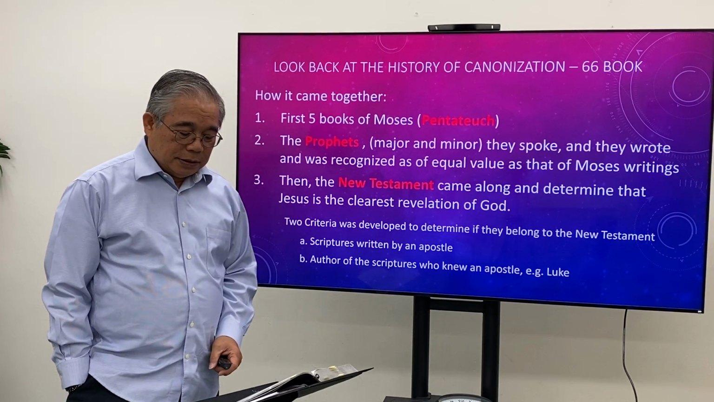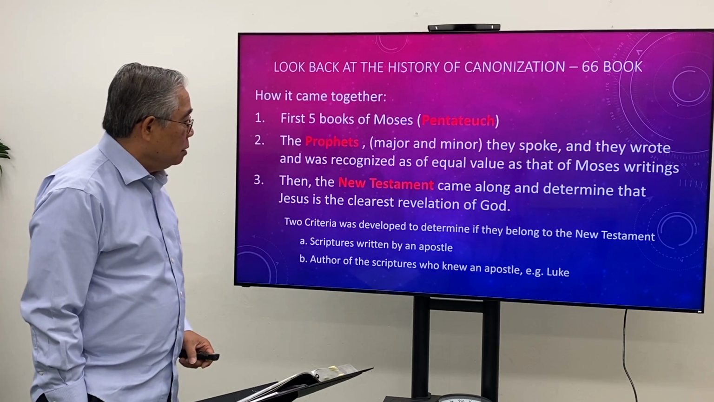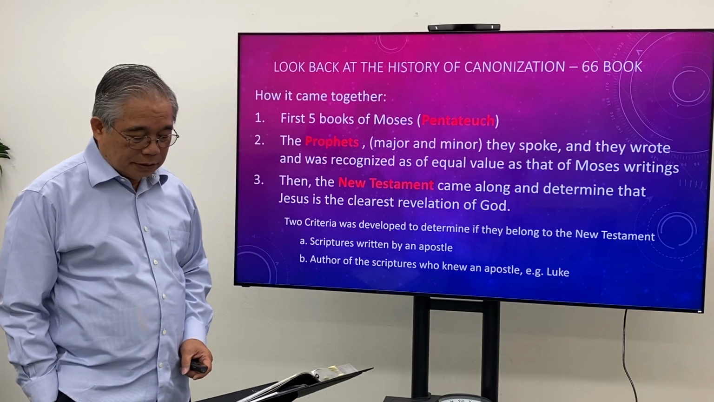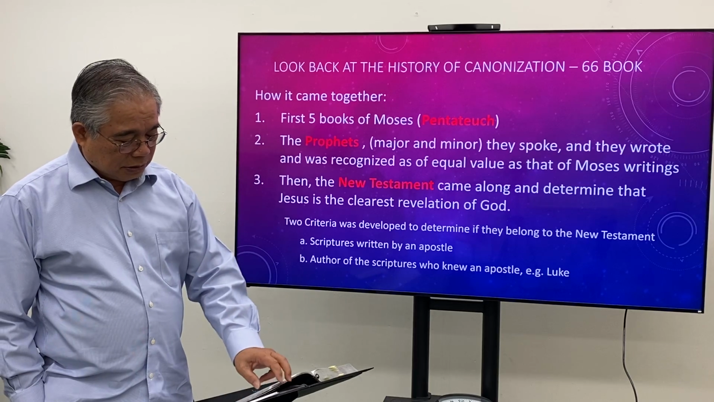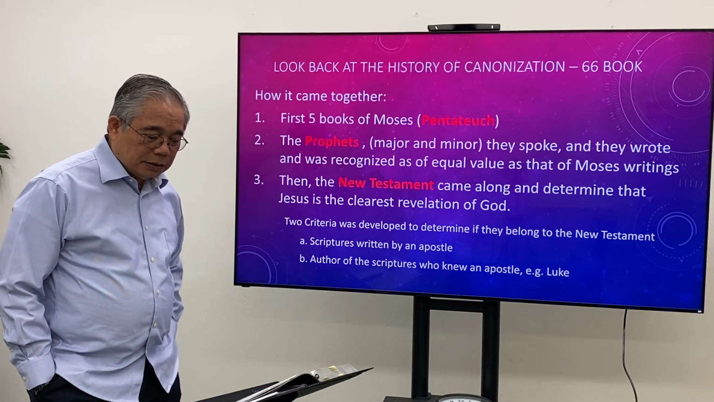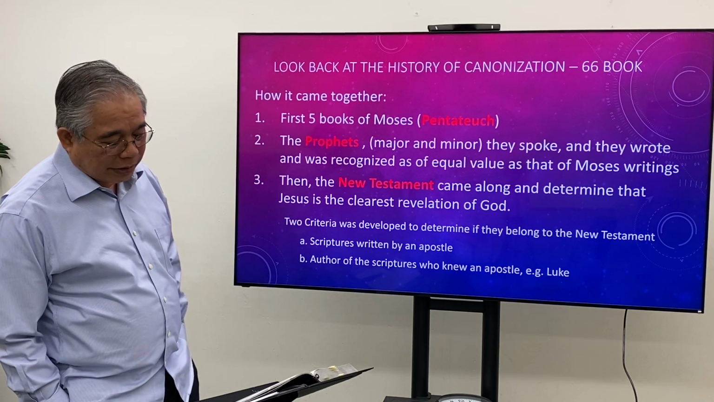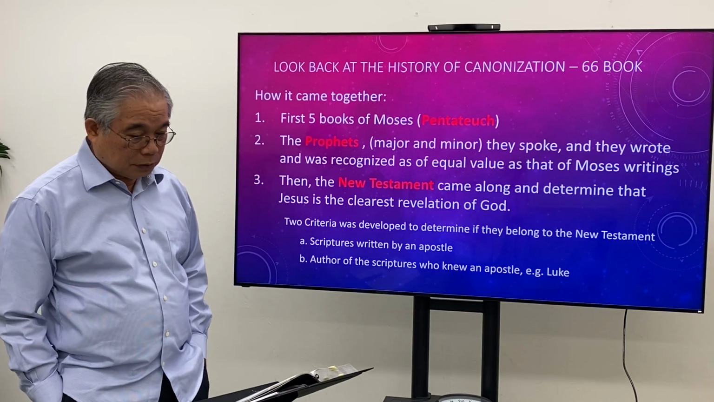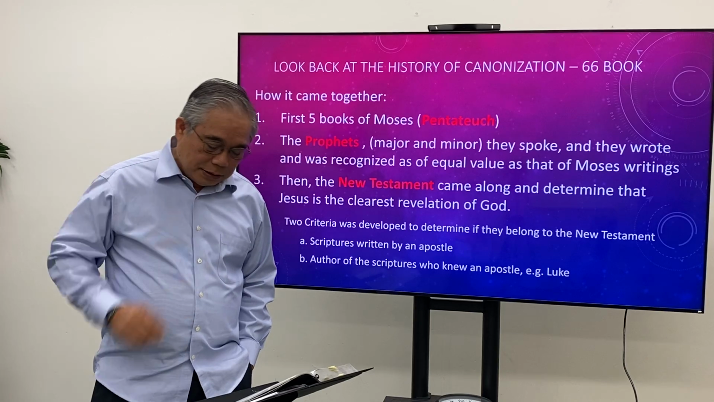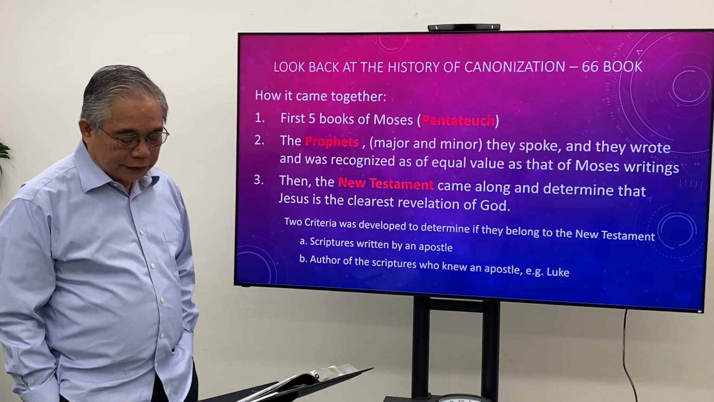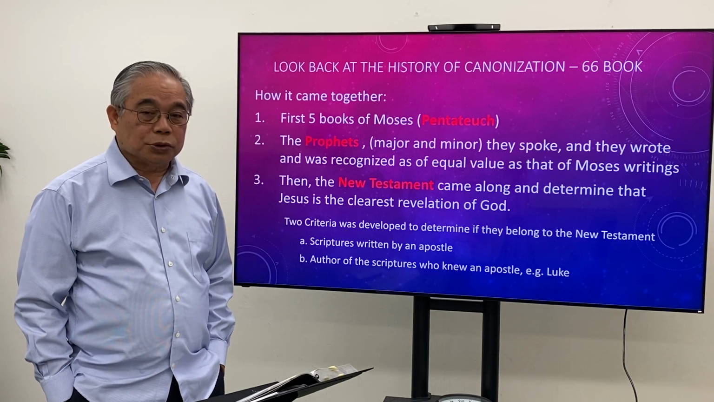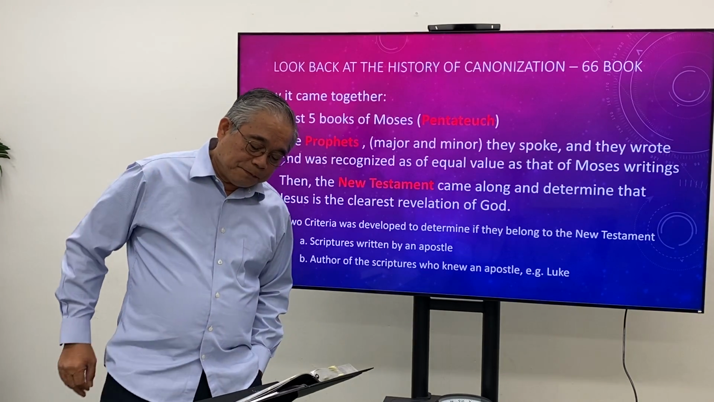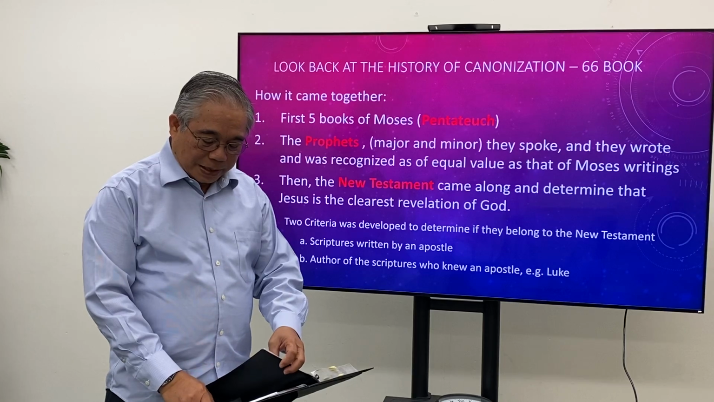Then the New Testament came along and determined that Jesus is the clearest revelation of God. And there are 2 criteria that the committee decided on to determine if writings belong to the New Testament. Number one is that the scripture was written by an apostle or disciples. The second one is that the author of the scripture knew an apostle, for example, Luke. This is how, over time, the Bible was developed.